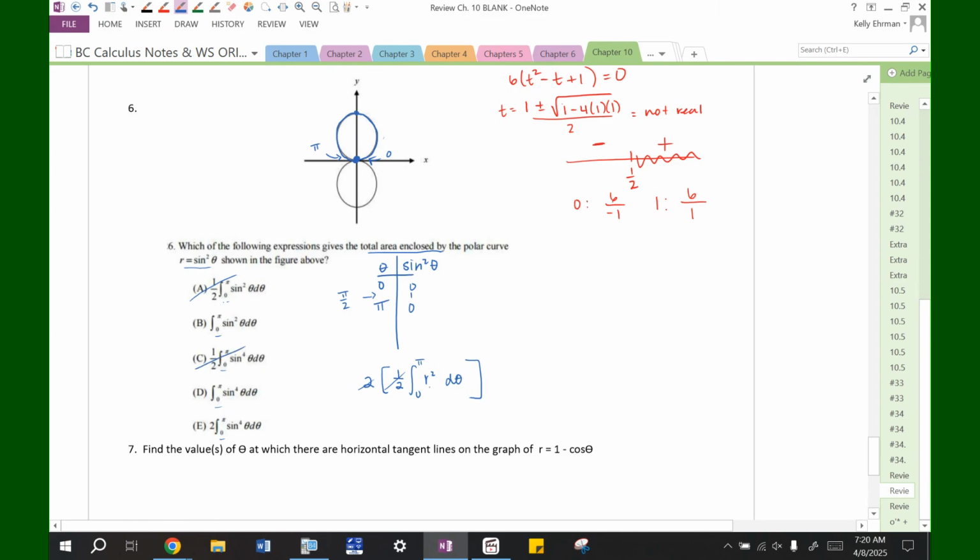And then what is r squared? You're doing sine squared squared. So that should be sine to the 4th. Oh, that knocks out the 2 here as well. So the difference between b and d, because all the others had coefficients in front, is that it should be the sine to the fourth.